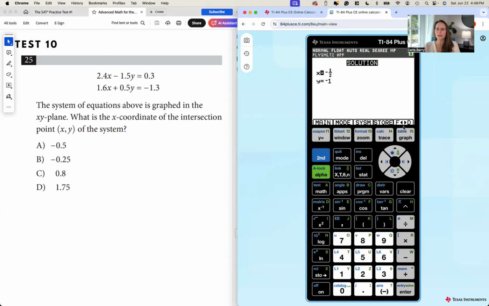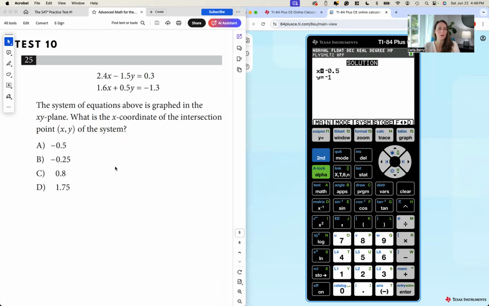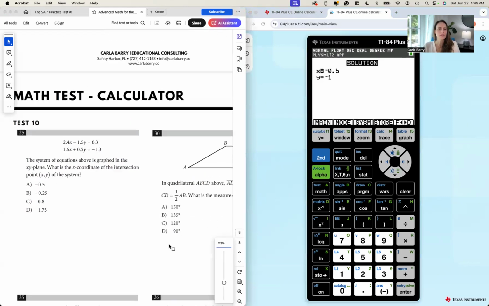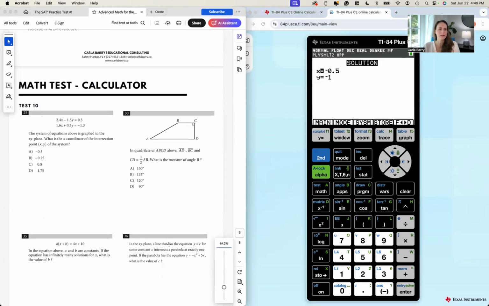And I can press graph again. Do you see at the bottom right of the screen, it's F and then the arrows and then D? That's for toggling between fractions and decimals. So I'm going to press graph, and I can toggle my X coordinate to a decimal. So I know the answer here is -0.5. So super easy in the calculator.